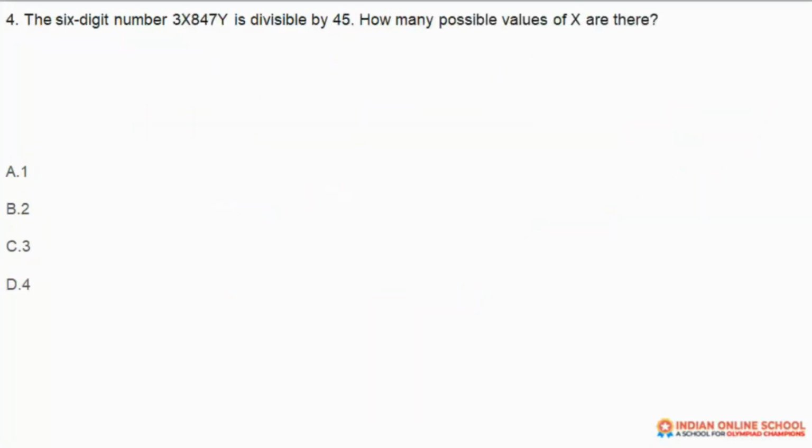So the next question we have is a 6-digit number, 3x847y, which is divisible by 45. And how many possible values of x are there? Again, this question is from divisibility only. But here we have 2 digits and the number we have is 45. We don't know the divisibility rule of 45. So in this case, we will go with the factors of 45.